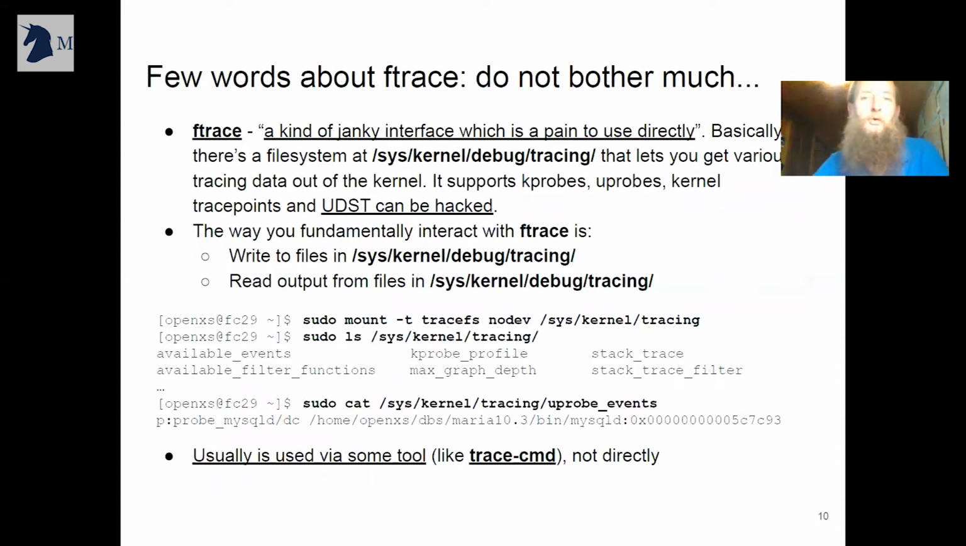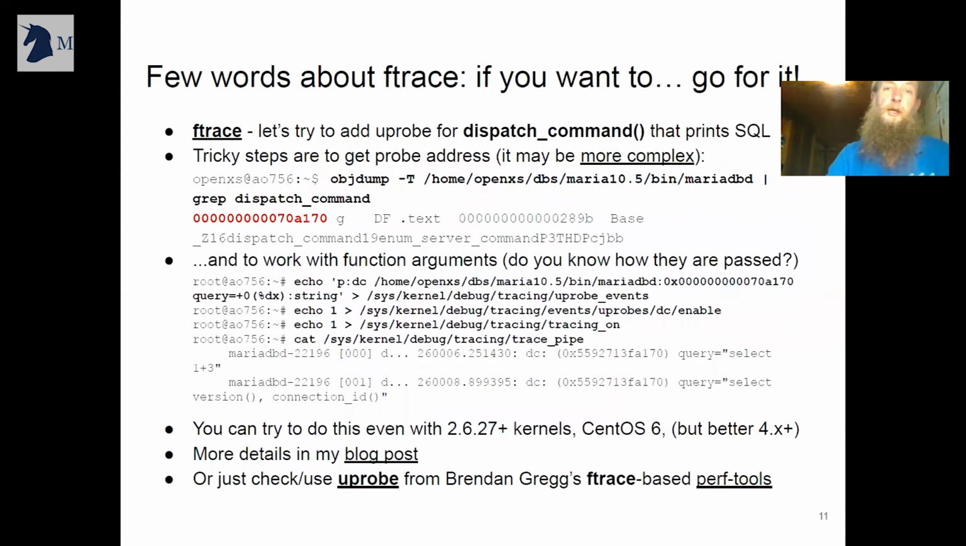So basically, how you use ftrace directly, you have to mount tracefs. Usually it's mounted on sys/kernel/tracing, and then you will see a set of files and directories there. When you are adding a user probe, for example, you will see something written to the file called sys/kernel/tracing/uprobe_events. Rarely you work with this directly, but if you want, you can do that.